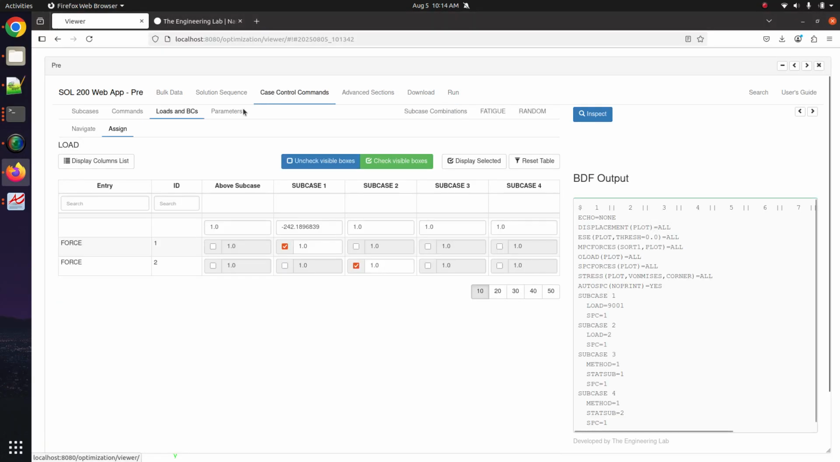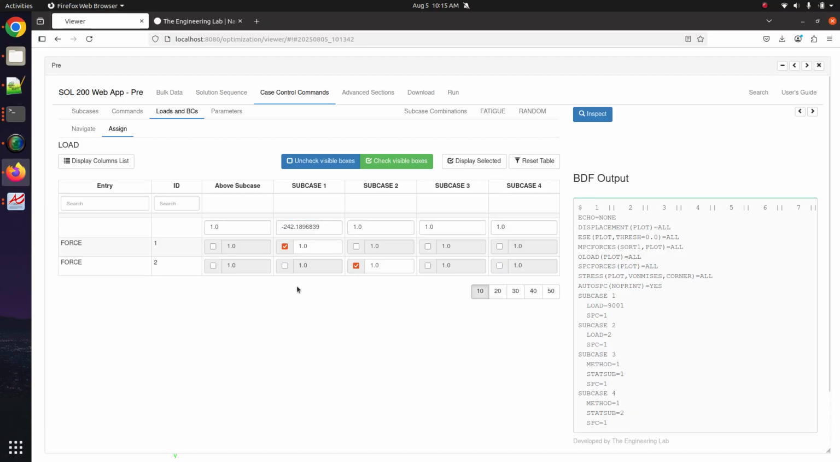Here, just to remind you, we went to the load assignment table. So here, force 1 is in subcase 1, force 2 is in subcase 2. But for subcase 1, we multiply all the loads in that column by negative 242 and positive 242. Okay, so that's how you perform a buckling analysis. I know buckling analysis can get pretty complicated, even though it's kind of simple. Hopefully this video did a lot to show you what the procedure is like to perform your buckling analysis for multiple load cases.